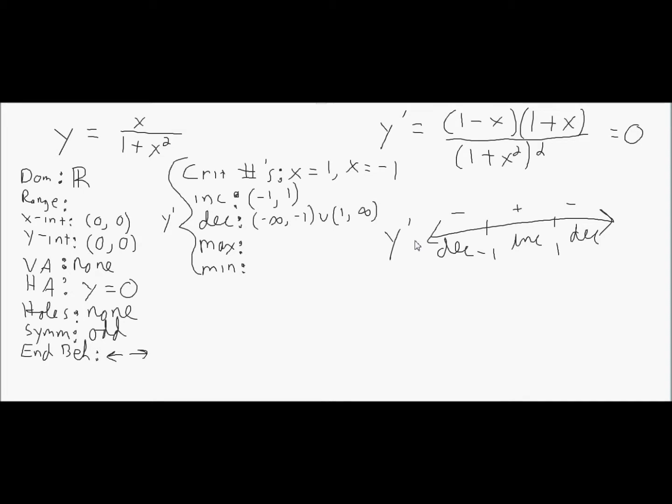And we have max and min here. Since the function goes from decreasing to increasing, down to up, that's a minimum at negative 1. So the x value is negative 1, and we want the y value. So we plug negative 1 into the function. Negative 1 over 1 plus 1 is 1/2. That's the minimum. If the function goes from increasing to decreasing, up and then down, that's a maximum at positive 1. You plug in 1 and you get 1/2.